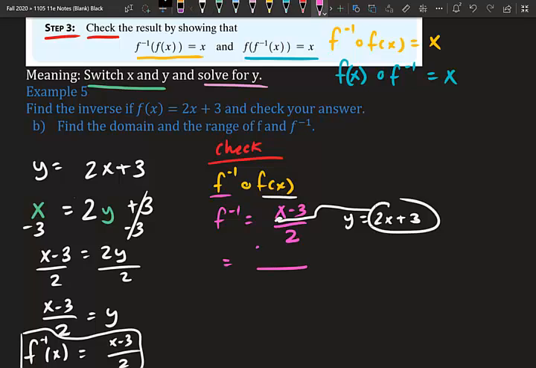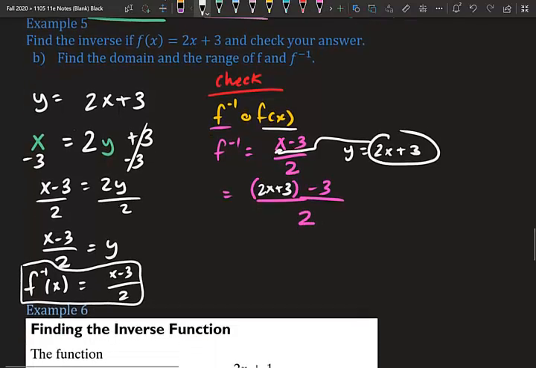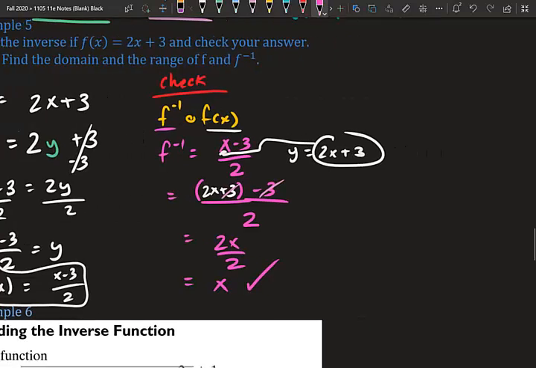So we have blank minus 3 over 2, and the blank we're plugging in is 2x plus 3. So we can get rid of those 3's. We're left with 2x over 2, which is just x. So that works. Now we have to check the other way around. We have to flip it and see if it works.